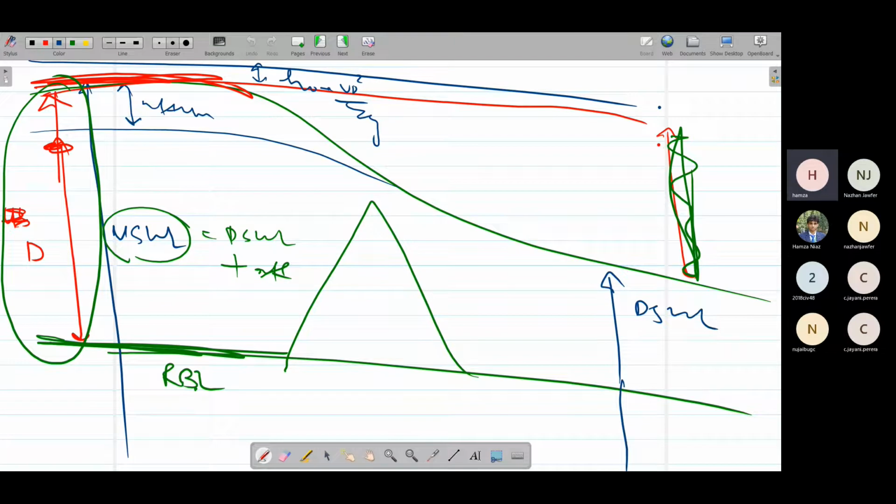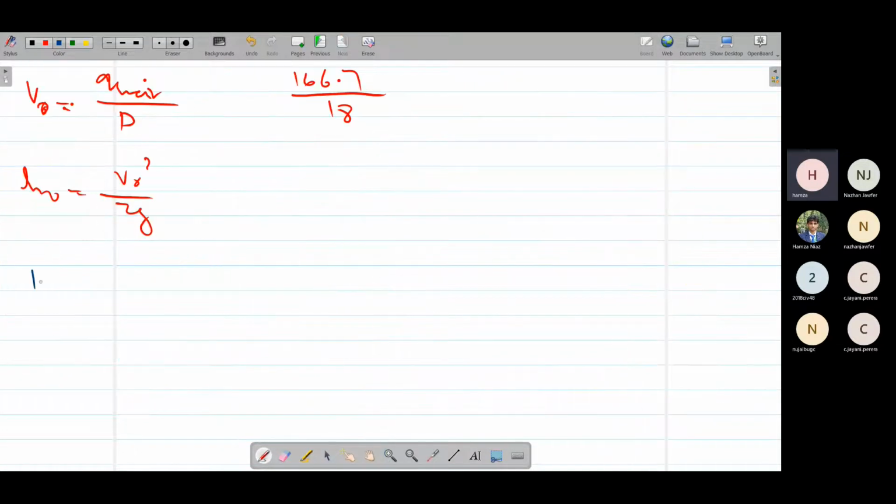Now we know this total energy at the upstream side. We can calculate this H naught. How? We can simply subtract the crest level from the upstream water level. If we subtract them, we can calculate the water height above the weir crest, and we'll get this H naught.